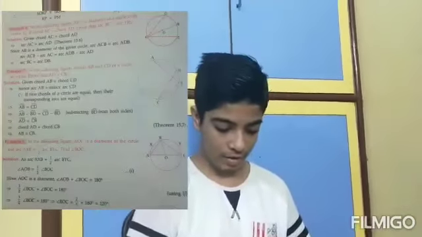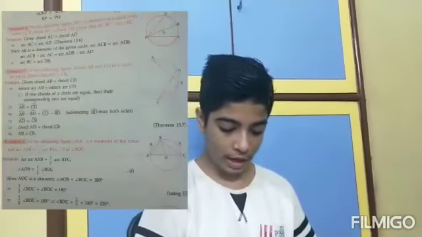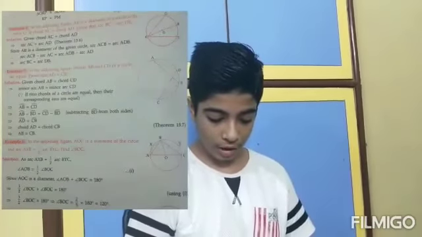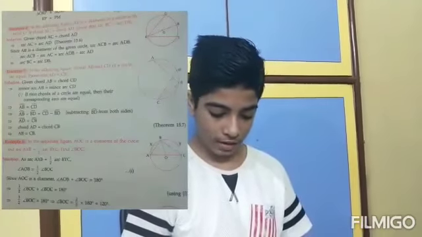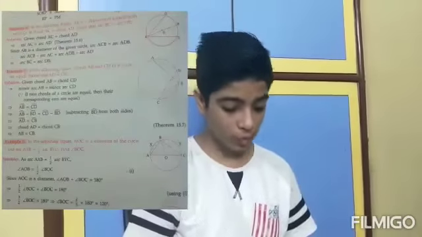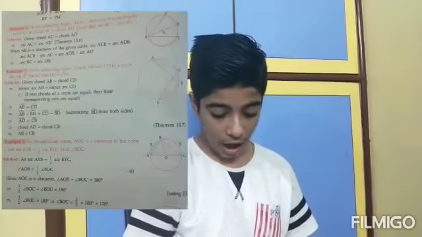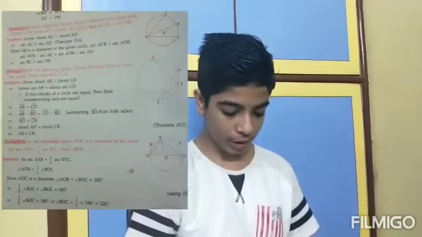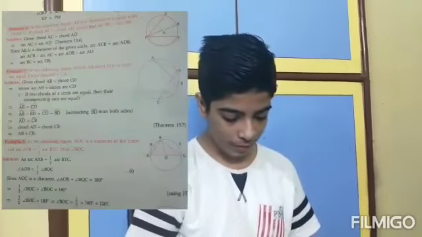Example number 7. In the diagram we have been given two chords of a circle, AB and CD, and they are both equal. We have to prove that AD and CB are also equal. So let's see the solution.